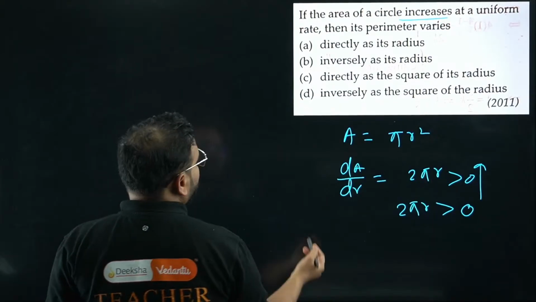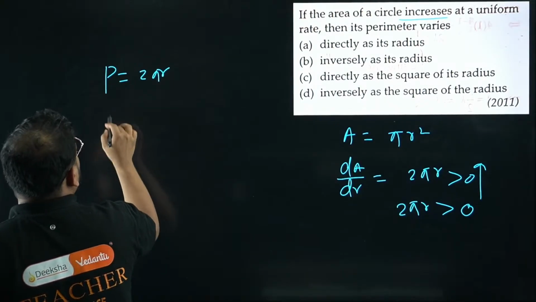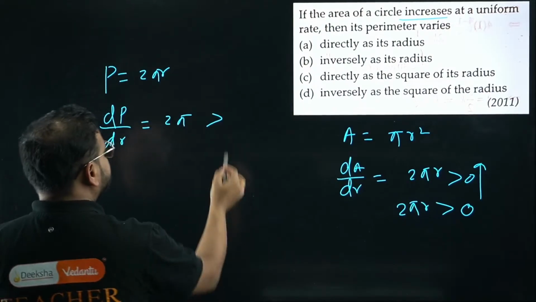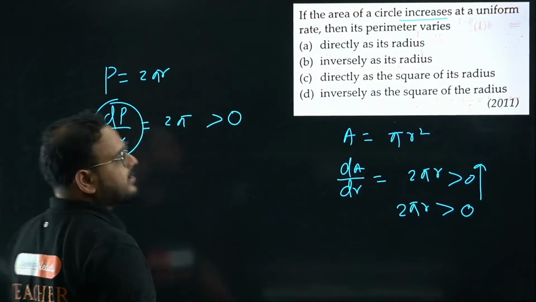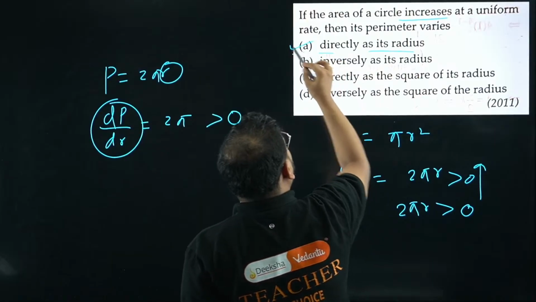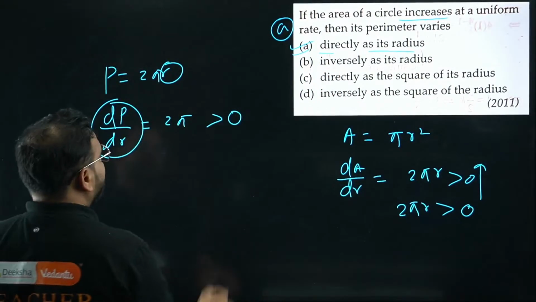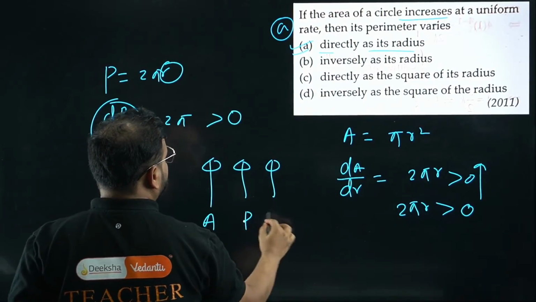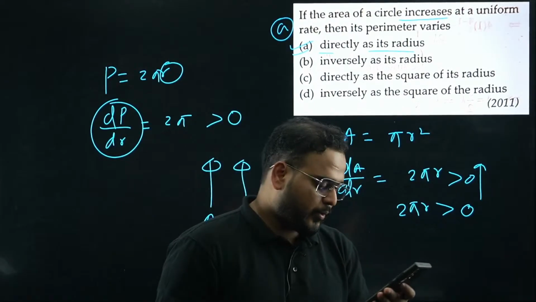What is the perimeter of the circle? It's 2 pi r. If 2 pi is positive, I can write dP by dr as simply 2 pi, positive only. So you can see here, even this perimeter will be varying with the same rate of the radius. Option A will be correct. All is positive only. So the trend will remain increasing all the time with the area, with the perimeter, and with the radius. Simple. Yes, A is correct.